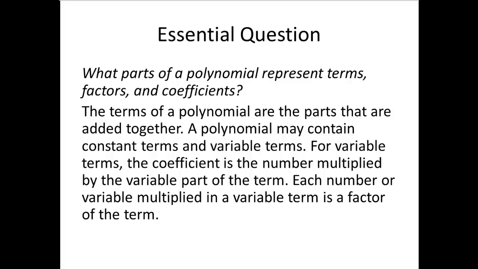Each number or variable multiplied in a variable term is called a factor of the term. So for example, let's say once again I have the term 4x squared. One factor of 4x squared would be 2, because 2 divides 4x squared. Also notice that 4 is a factor of 4x squared. 4x is a factor of 4x squared because I can write 4x squared as 4x times x. x is a factor of 4x squared, and so is x squared. So you can see how I have multiple factors, just like I would if I were dealing with numbers.